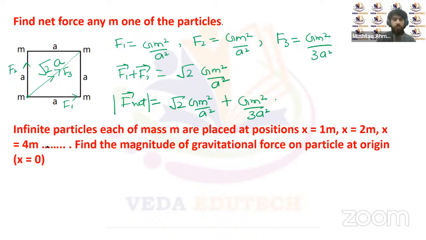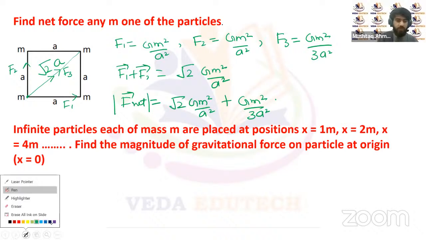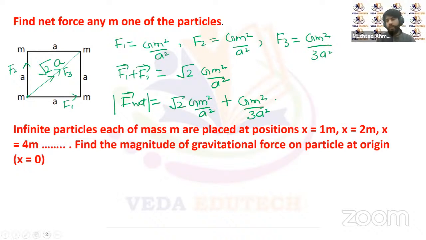Now infinite particles, each of mass M, are placed at positions x equal to 1 meter, x equal to 2 meter, x equal to 4 meter, and so on. Find the magnitude of the gravitational force on a particle at the origin.